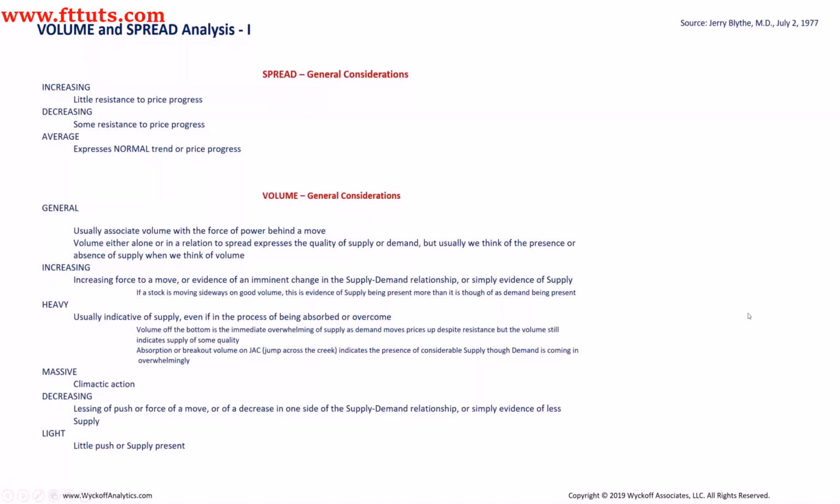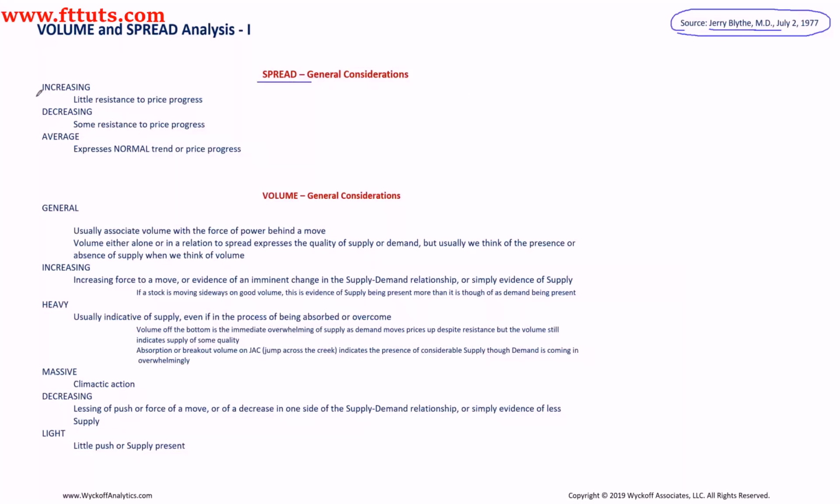And we're going to start with basics. And this comes actually from one of Hank's students, Jerry Blythe. He is an MD, and Jerry took Hank's classes many decades ago, and he has created a small spreadsheet reference to the volume and spread and the way they behave. So I'm using this first slide just to give the credit to Jerry and also to go through some general considerations about the spread and the volume. So let's look into this.